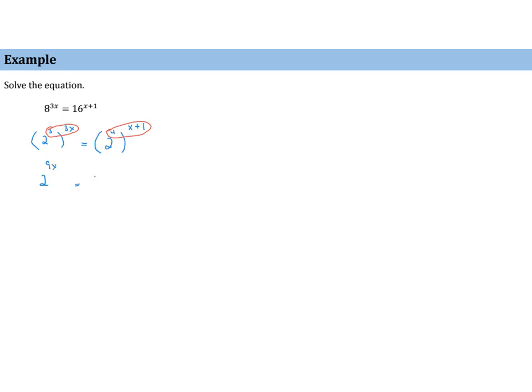And on the right, we have to be careful. We will have to distribute the 4. So we have 2 raised to the 4x plus 4. And now we can equate the exponents. So we have 9x equals 4x plus 4. Get the x's on one side. We have 5x equals 4. And so x equals 4/5. How can you be sure? Substitute x as 4/5 back into the original equation. You can use your calculator and check to make sure that the left-hand side would equal the right-hand side.